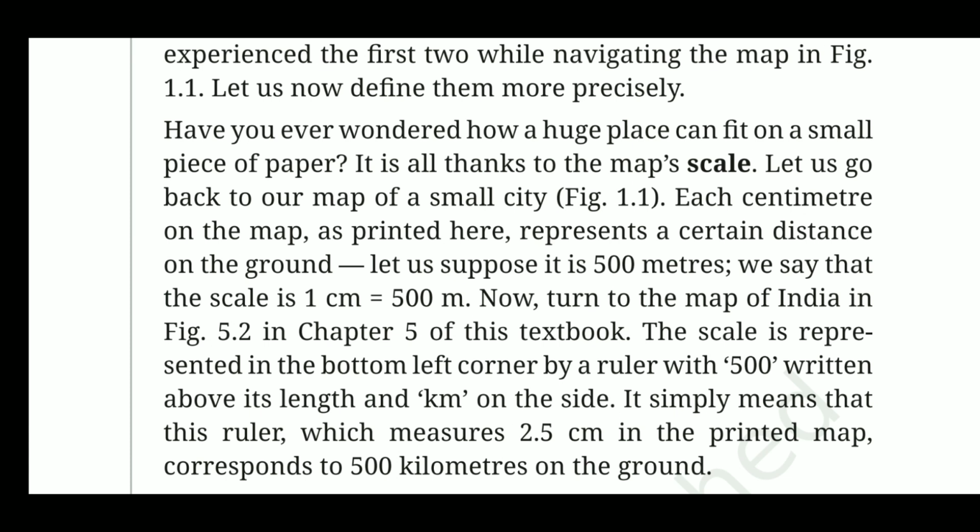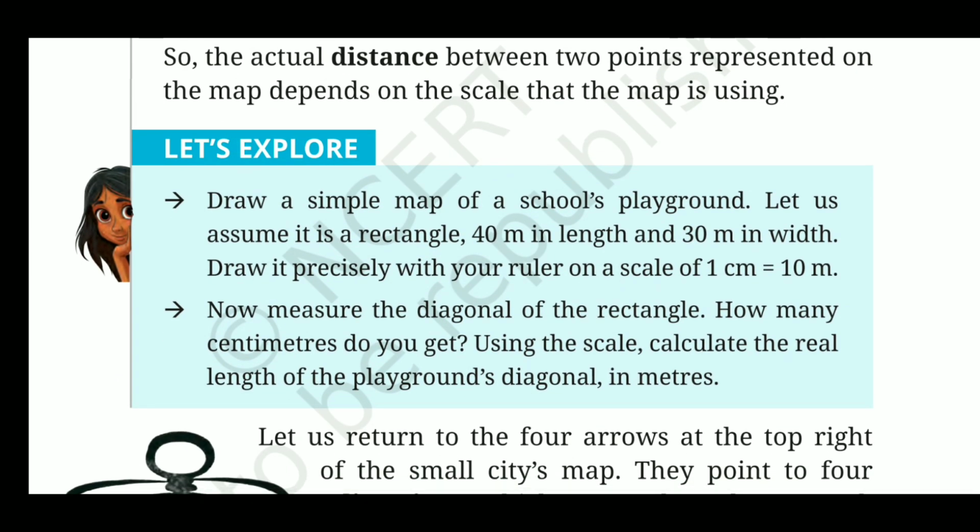Now, turn to the map of India in figure 5.2 in chapter 5 of this textbook. The scale is represented in the bottom left corner by a ruler with 500 written above its length and kilometer on the side. It simply means that this ruler, which measures 2.5 centimeters in the printed map, corresponds to 500 kilometers on the ground. So, the actual distance between 2 points represented on the map depends on the scale that the map is using.